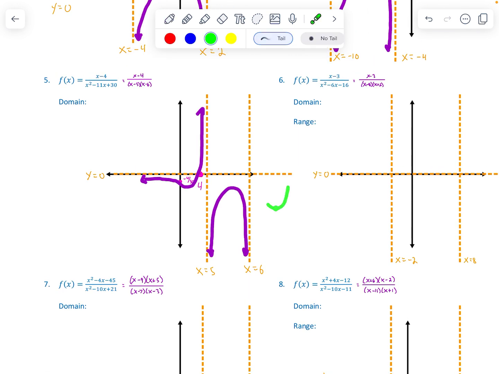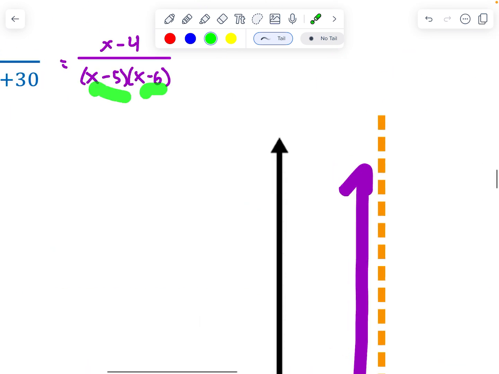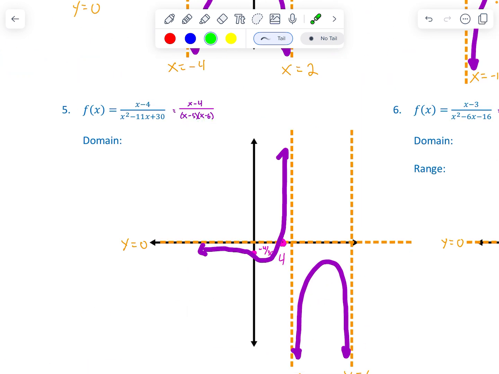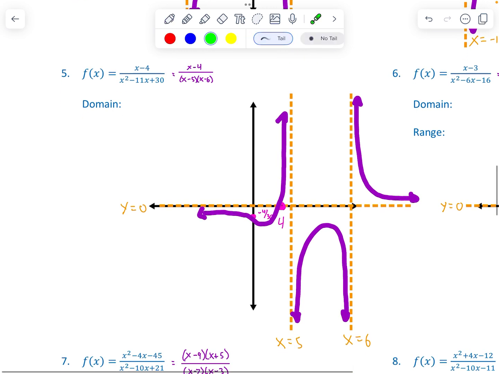And then out here, same analysis. Let's pick like 6.1. And you get a positive, positive. So this side goes up forever. And it's got to flatten out towards its horizontal asymptote to the right. Our domain. Sorry, I didn't mention the vertical asymptotes on here, but it comes from here. We have x equals 5, x equals 6. So our domain is -infinity to your first vertical asymptote 5, union vertical asymptote to vertical asymptote, union vertical asymptote to forever.